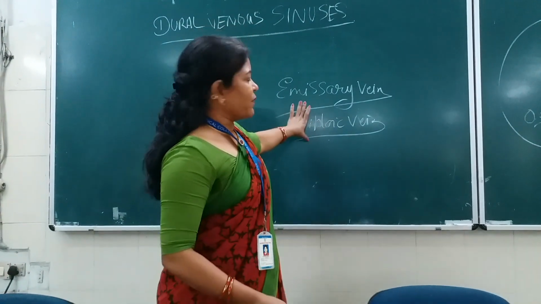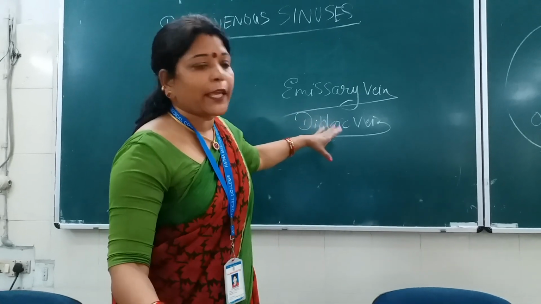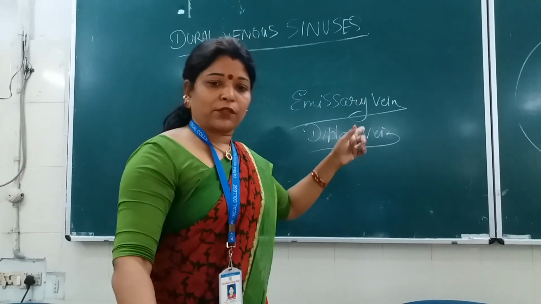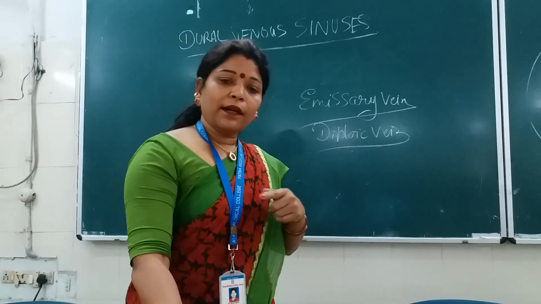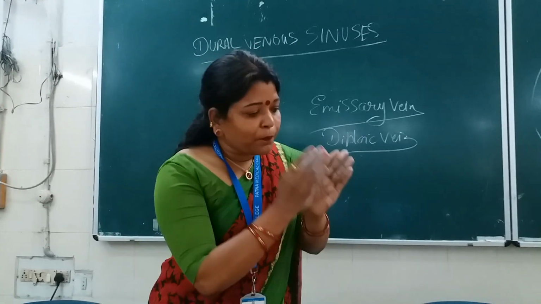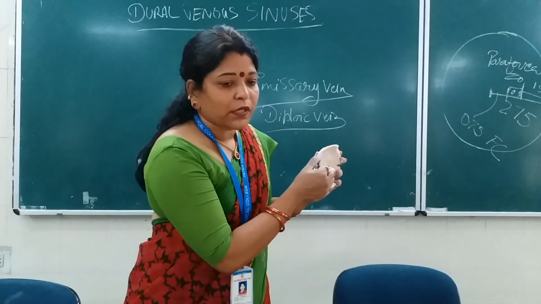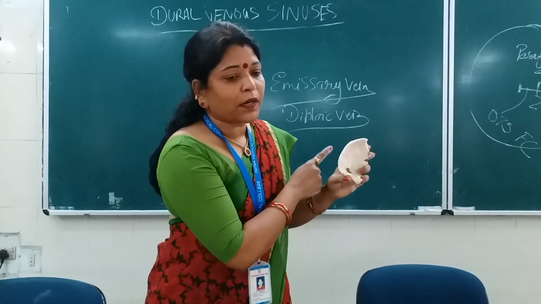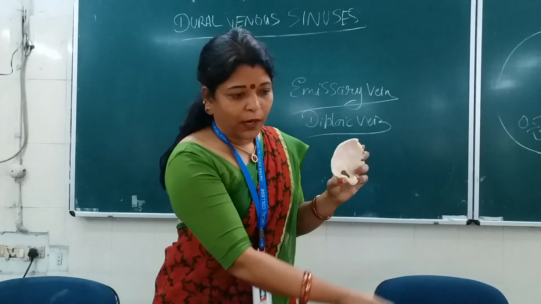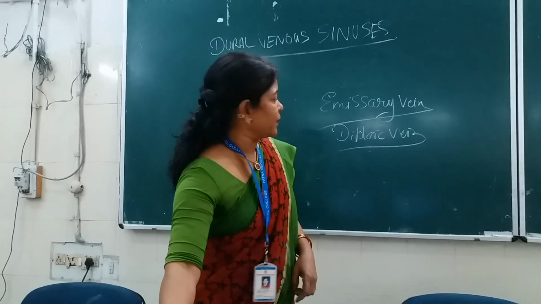Now, emissary veins and diploic veins, it is clear. What is the difference between the emissary vein and the diploic vein? Emissary vein communicates through and through, internal and external. But the diploic vein lies in between the outer and the inner table of the skull bones. So it will not traverse through the outer table, isn't it? And there is no need of a foramen here. That is the basic difference between emissary vein and diploic vein.